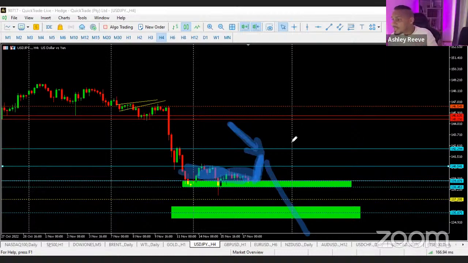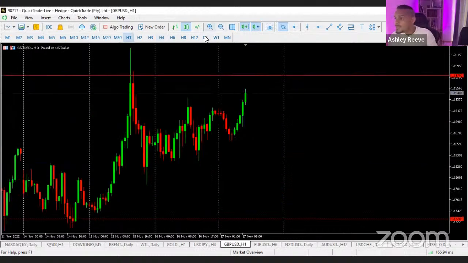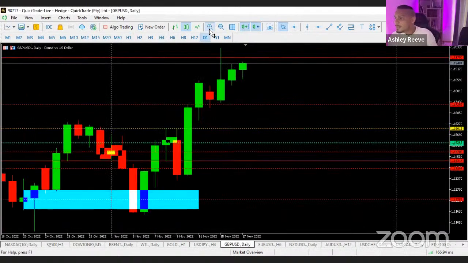So with this one here, we are still in accumulation. We're waiting for it to break beneath if the dollar weakens. There's nothing for us to do for now. GBP USD, look at the GBP USD. We hit the 1.19.